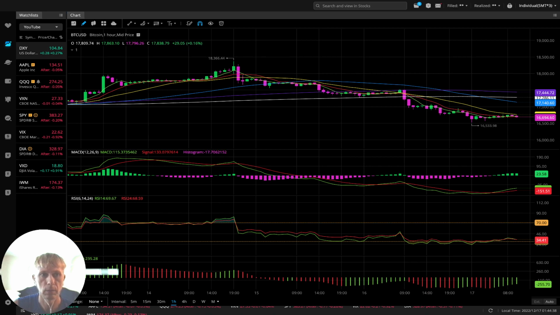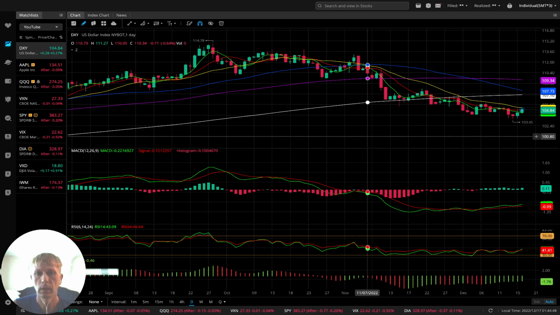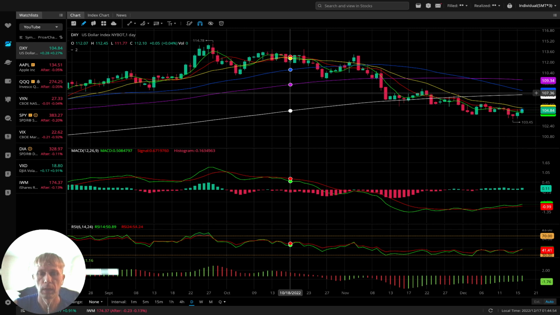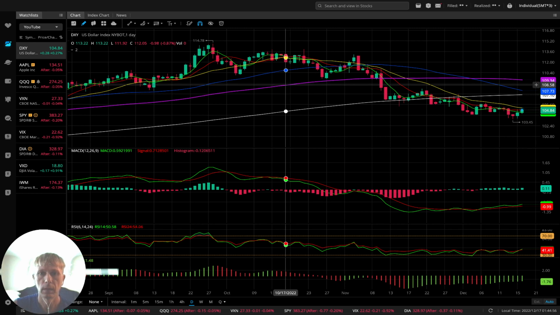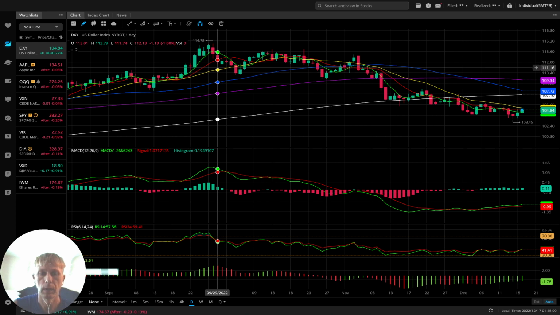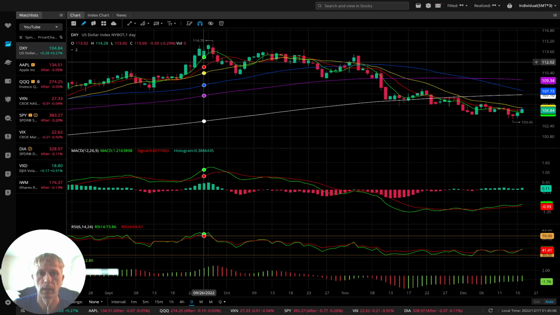Okay, now let's talk briefly about my setup, VBull setup. Let's start with the dollar. Okay, dollar daily. And moving averages: white line, MA 200; purple line, MA 100; blue line, MA 50; yellow line, MA 20; red line, MA 10; and green line, MA 5.